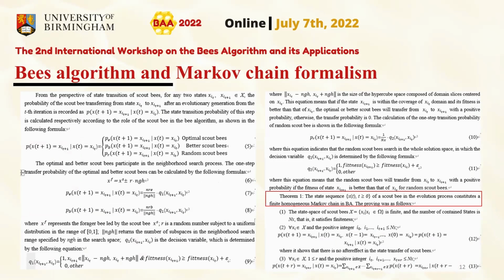The picture shows the bee algorithm and Markov chain formalism based on a mathematical method. It is taken from my paper. Equation 5 formulates the state transition probability based on the rules of scout bees. Equations 6 to 9 give the one-step transition probability of the optimal and beta scout bees, while equations 10 to 11 give the one-step transition probability of random scout bees.